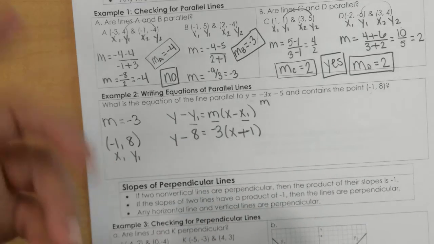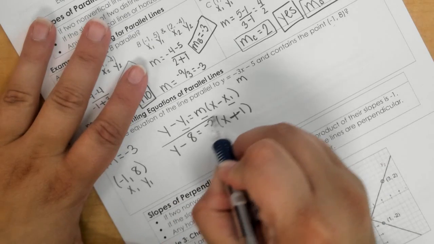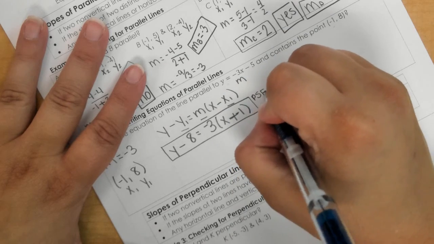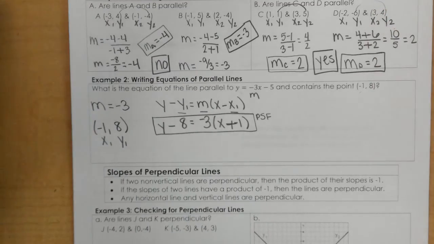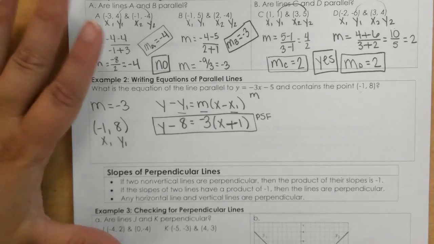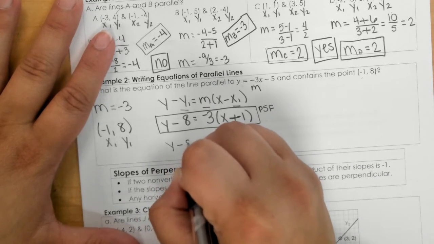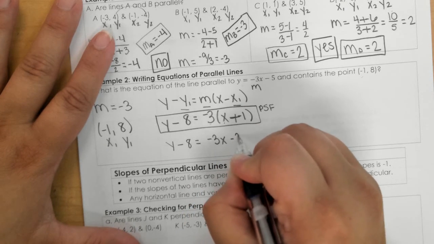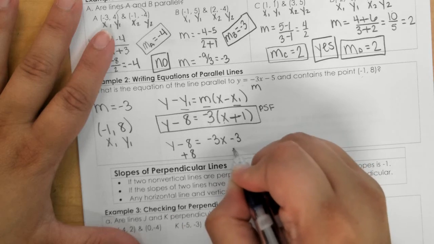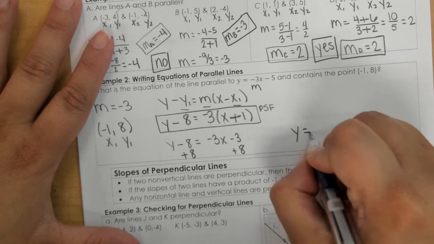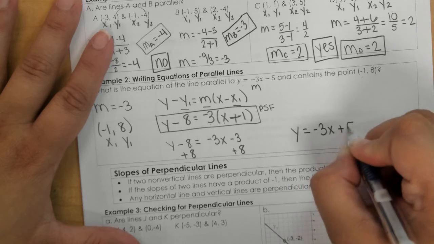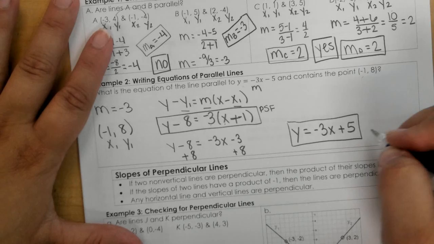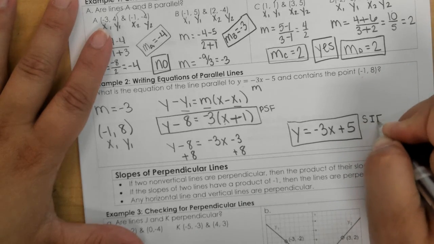So the directions say write an equation. This is your equation if you want to leave it in point-slope form. If the directions said write an equation in slope-intercept form, then we would need to go ahead and distribute our negative 3, add our 8 over to get y by itself, and we would get this, y equals negative 3x plus 5, if we wanted slope-intercept form.